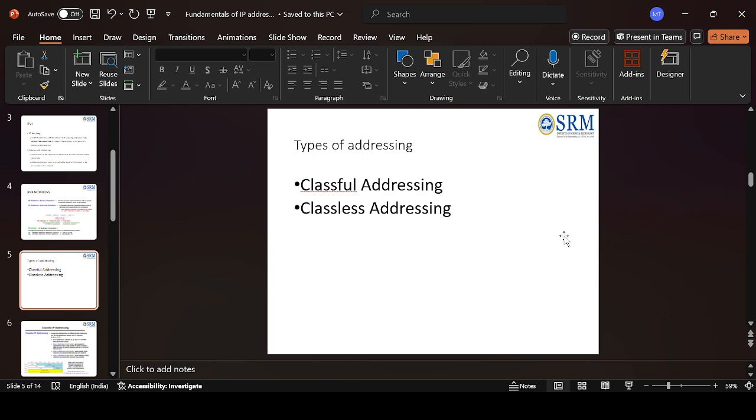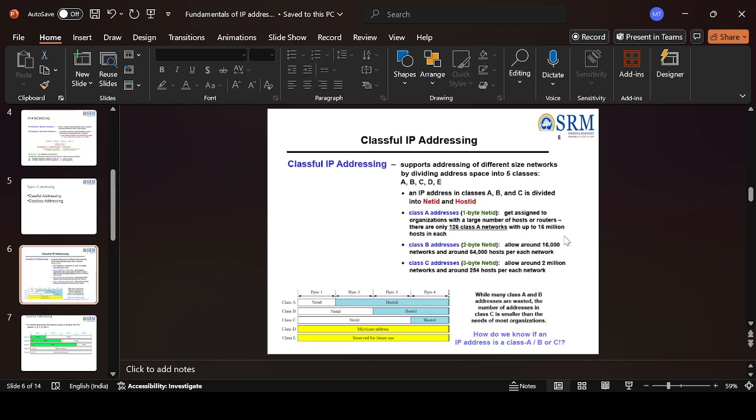IP addresses you can classify into two parts. One is classful addressing, the other one is classless addressing. In today's lecture, we are going to see only the fundamentals of classful addressing. In classful addressing, the IP addresses are divided into 5 classes: class A, class B, class C, class D, and class E. We'll see what is the difference between all these types of addresses.